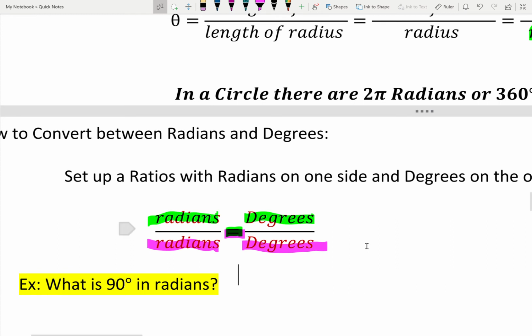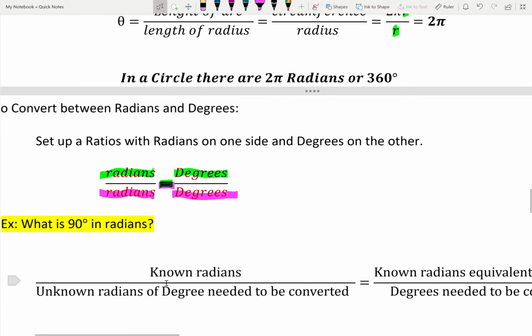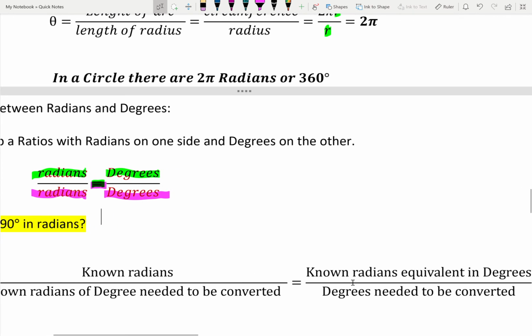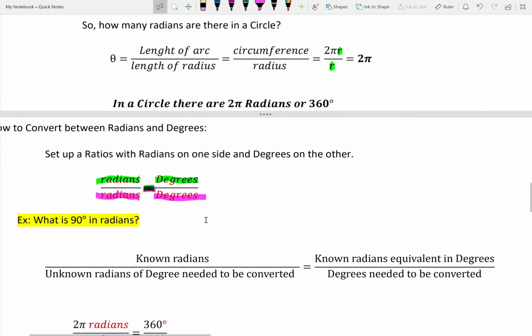Well, I'm going to set up this same scenario right here. I'm going to set up my numerators equaling each other and my denominators equaling each other. So I need to pick 2 known values, one in radians and one in degrees, that are equal to each other. But we just found one. We said that 2 pi radians is equal to 360 degrees. So that will be our numerator. And what's my denominator going to look like? Well, I want to know what 90 degrees is in radians.